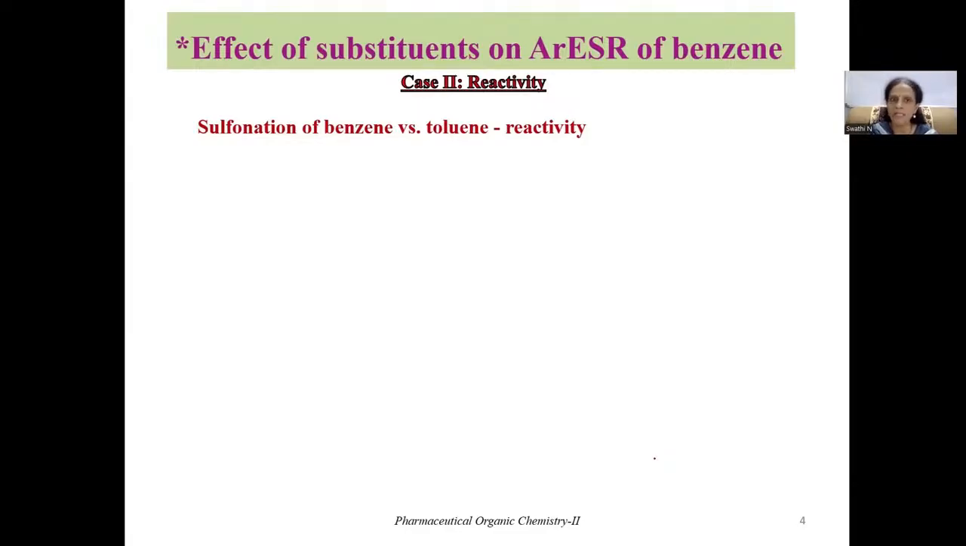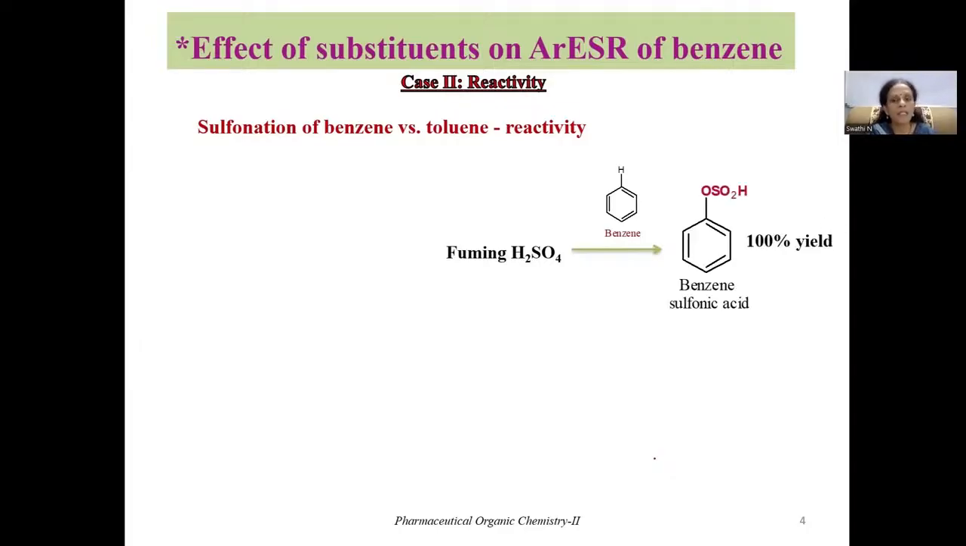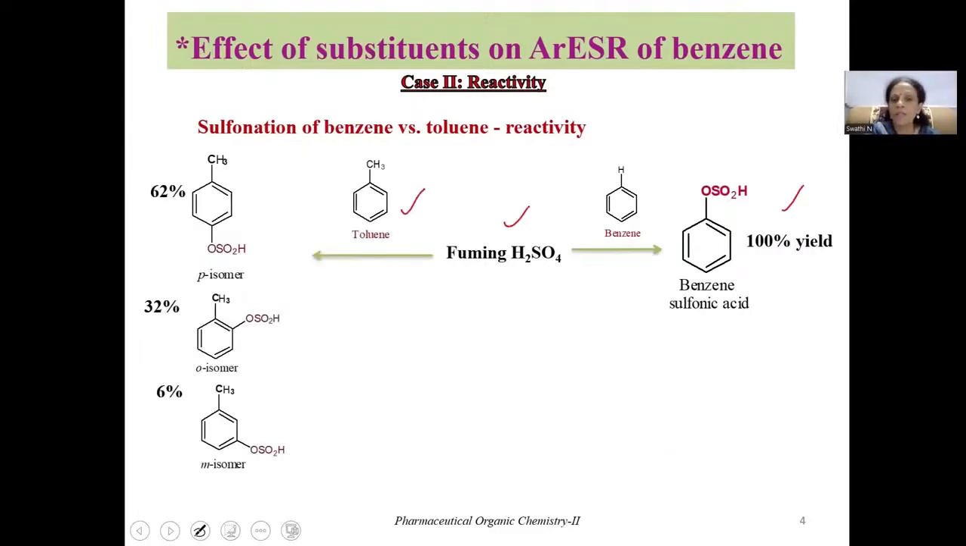The first example is sulfonation of benzene versus toluene. When we perform the sulfonation reaction, the reagent used is fuming sulfuric acid. Benzene upon sulfonation gives benzene sulfonic acid in 100% yield. When toluene is subjected to the same sulfonation reaction, there is formation of 62% of para-isomer, 32% of ortho-isomer and 6% of meta-isomer, as discussed earlier.